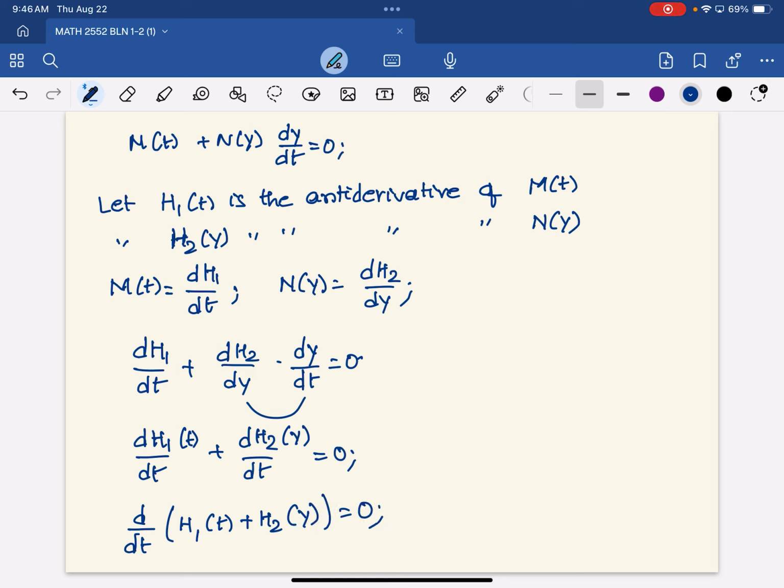If the derivative is equal to 0, then the function itself should be a constant, so the solution of the variable separable problem will be h1(t) plus h2(y) is some arbitrary constant c. Now c is arbitrary, so c can take infinitely many values, so you will have infinitely many solutions as well. This is just a mathematical justification for the problem. I mean, you want to see some mathematical justifications, so that it completes your variable separable method.